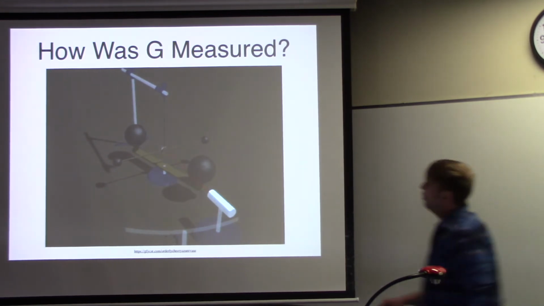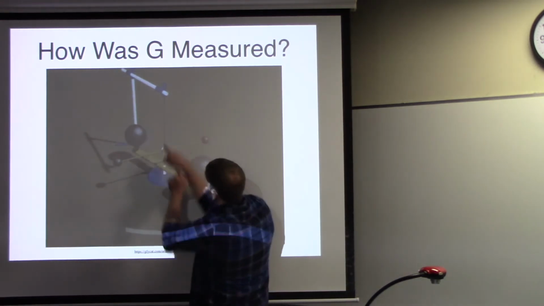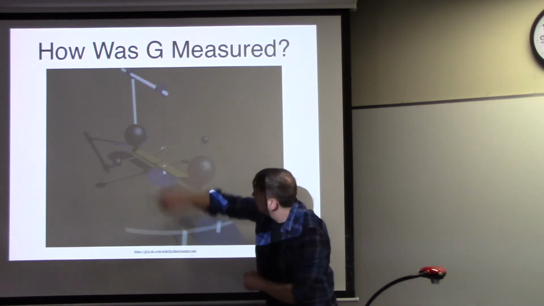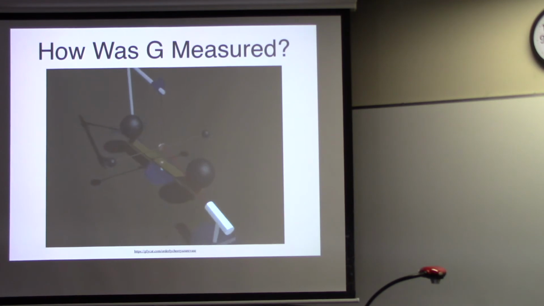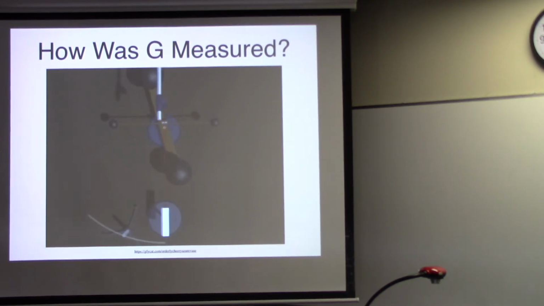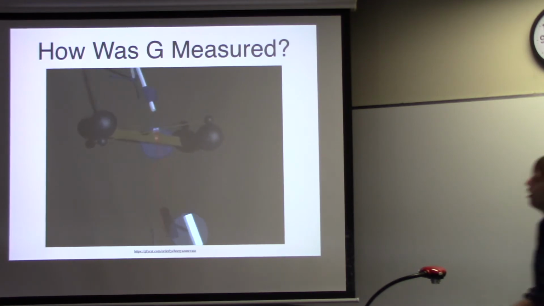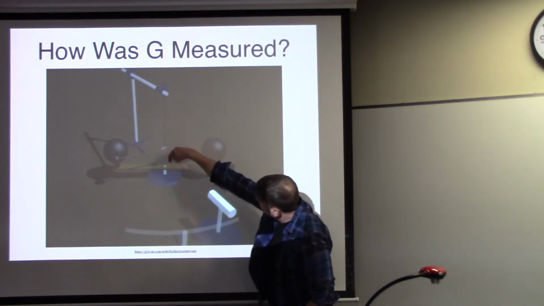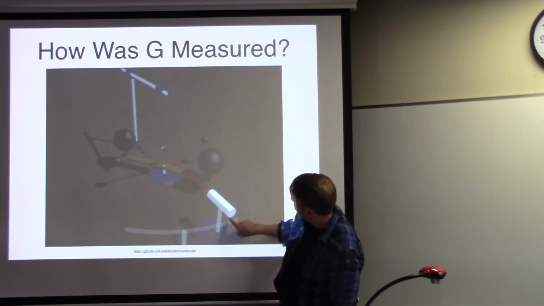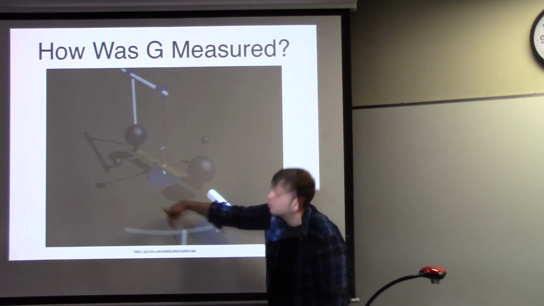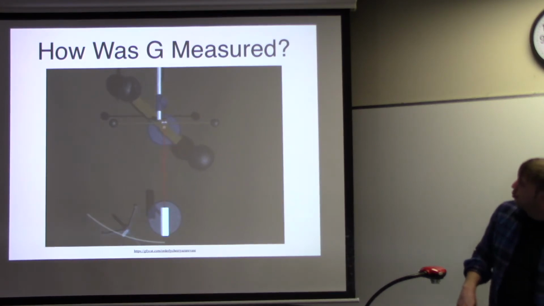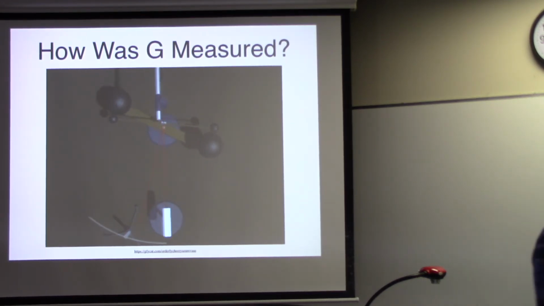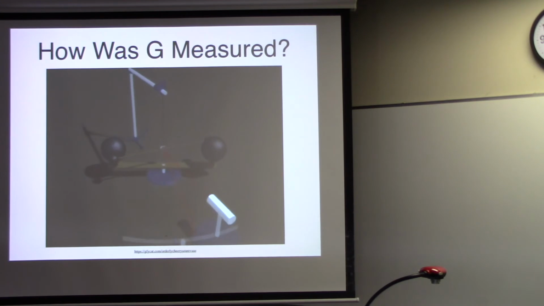Again, we've got the twisting wire right here with a mirror, a light source shining towards the mirror, and then what happens next? Okay, so there's an attraction between the lead spheres. It causes the wire to twist. That causes this light, which projects onto this scale here, to move around. That's how we detect changes in the wire. Okay, and that's how G was measured.